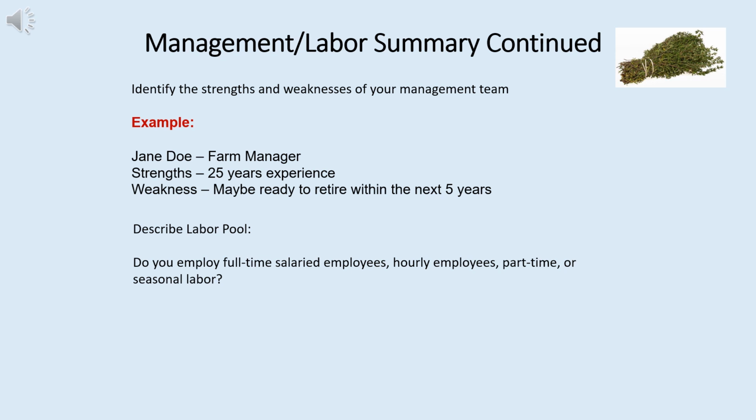Example. Jane Doe, farm manager. Strengths, 25 years experience. Weakness, may be ready to retire within the next 5 years.